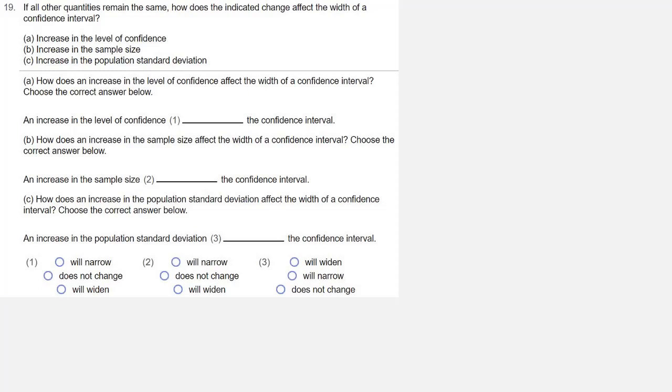A, increase in the level of confidence. B, increase in the sample size. C, increase in the population standard deviation.